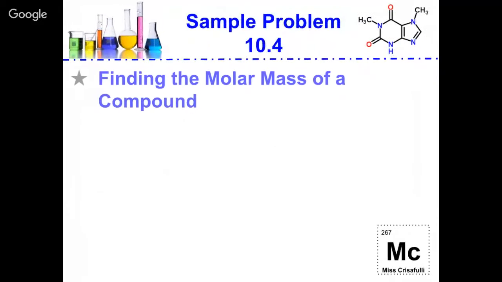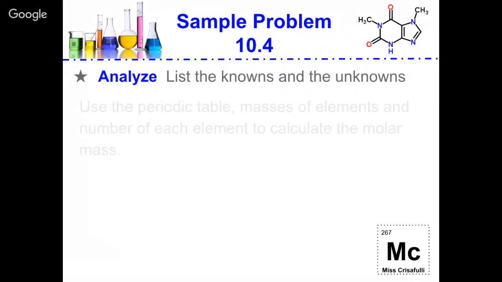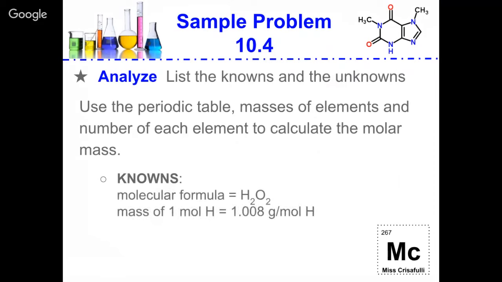As always, let's find the molar mass of a compound. The compound we're going to find the molar mass of is H2O2. What's the molar mass of hydrogen peroxide? Okay, so let's list what we have. We need our periodic table, so you better have that out still. Get your calculator ready. First thing we need to do is figure out how many elements we have and what is the mass of each element. So the molecular formula is H2O2. The mass of H is 1.008 grams per mole, and the mass of O is 16.00 grams per mole.